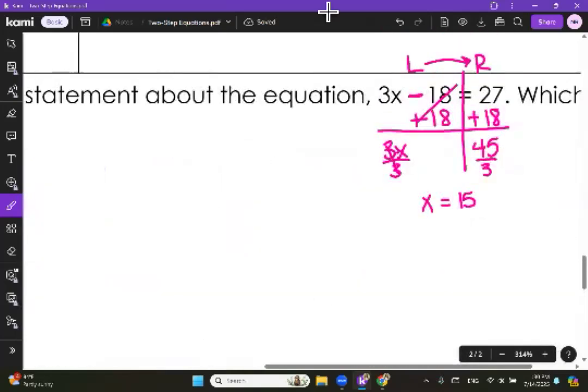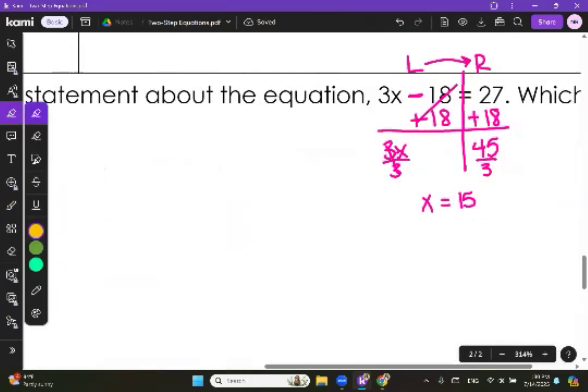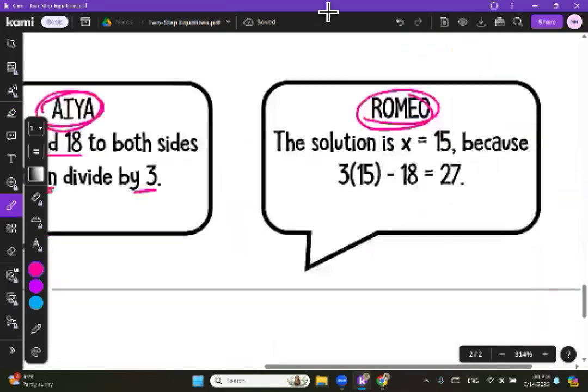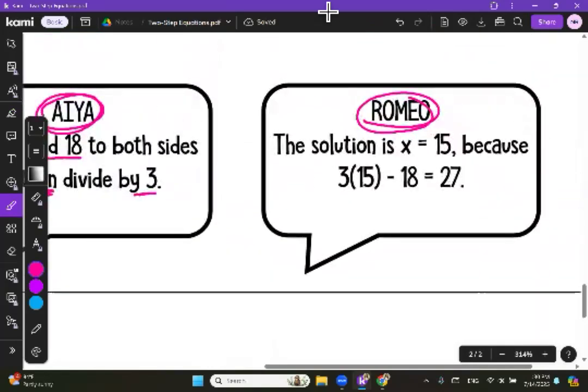Meaning if we take this 15 and plug it back in or substitute it back in for x, 3 times 15 minus 18, it's going to equal 27. And yes, it should. It does. Okay. All right. Time for you guys to practice on your own.